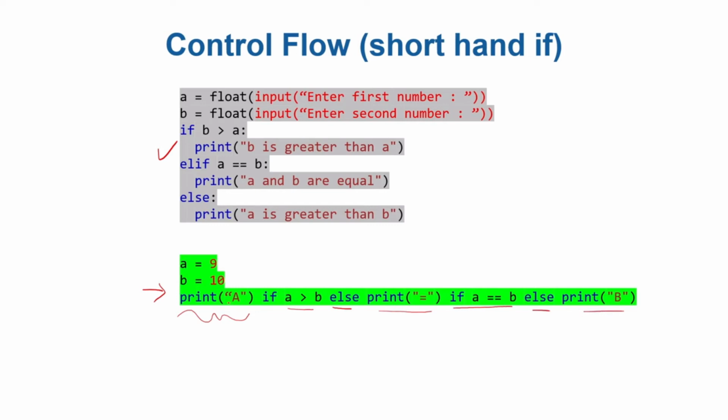For example, print A if A is larger than B. So you just read that: if A is larger than B, then print A. Else if A is equal to B, then print equal. Else print that. So that is a short form of writing this if, else kind of structure.